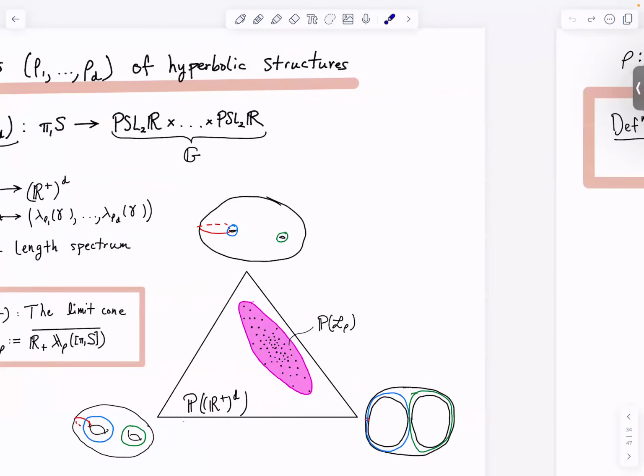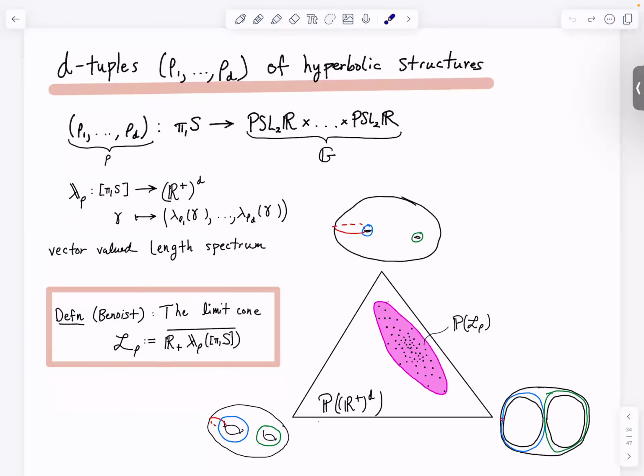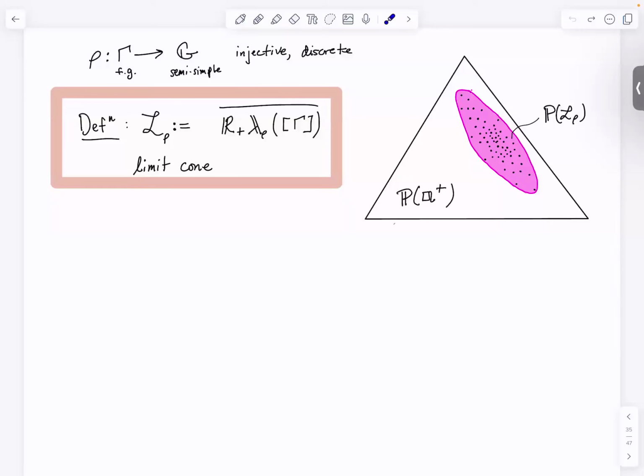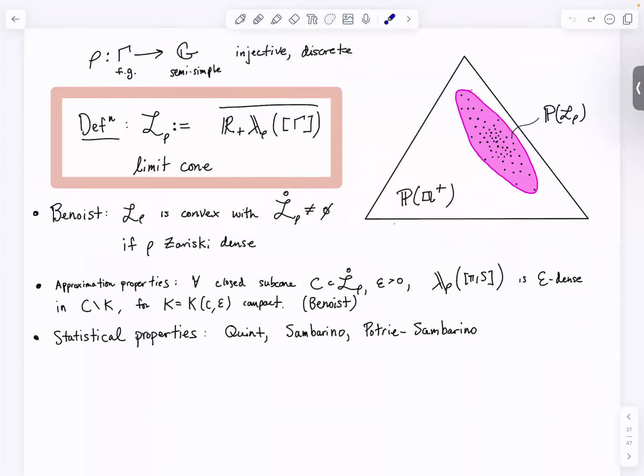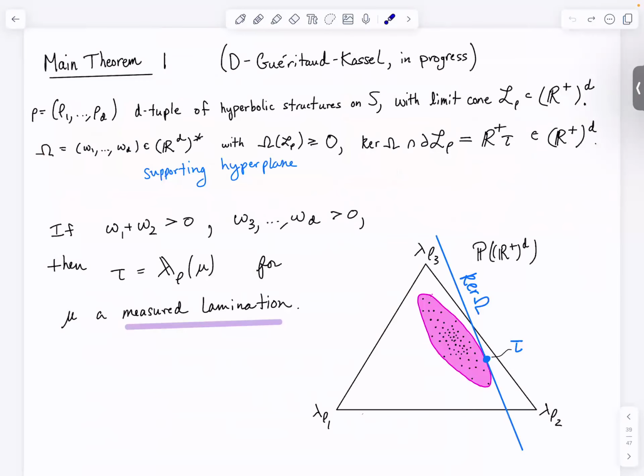Okay, and let me say this cone is a specific example of something that's called the Benoist limit cone. It's defined for any representation of, let's say, a finitely generated group into a semisimple Lie group. There's a notion of vector valued length in any such situation, but let me skip all this, unfortunately, and tell you at least one theorem, hopefully two.